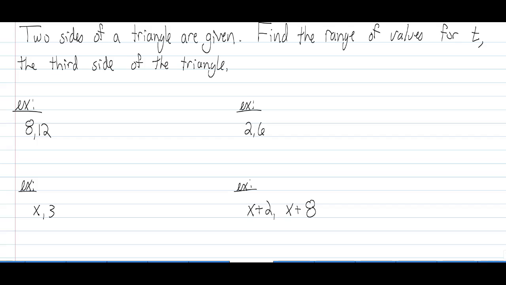Okay, next type of example. Two sides of a triangle are given. We want to find the range of values for T, which is what we're going to call the third side of the triangle. So we don't know if the third side is the largest side, if it's the medium-sized one, or if it's the smallest one.